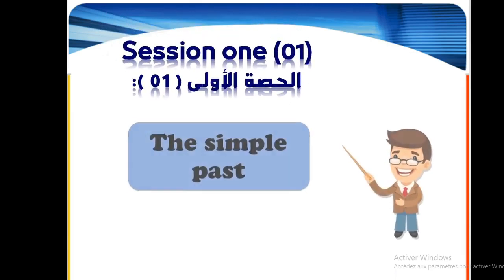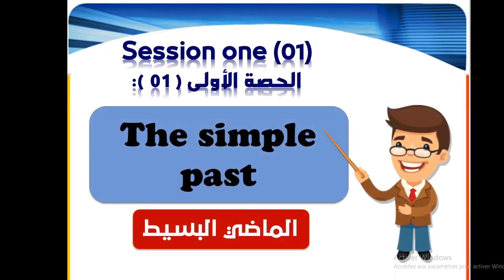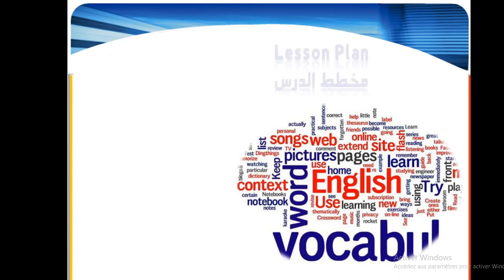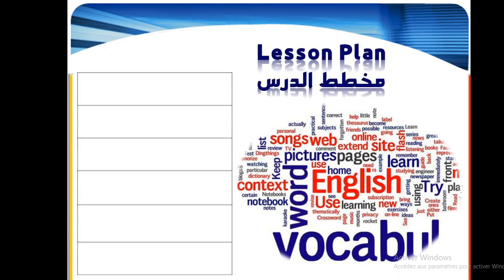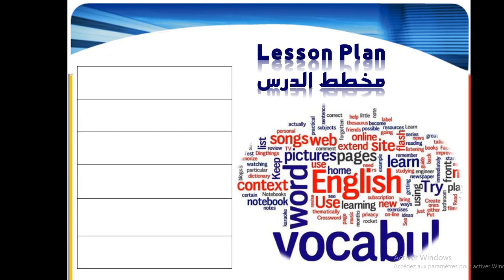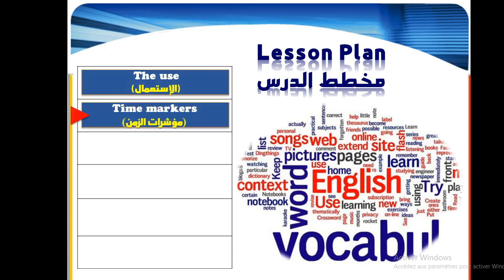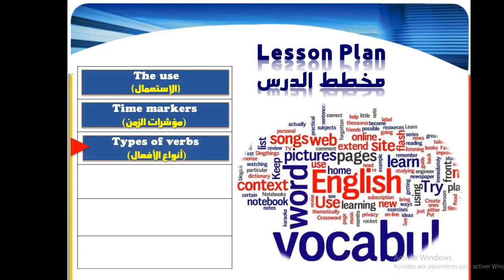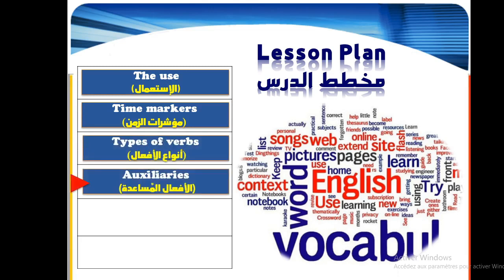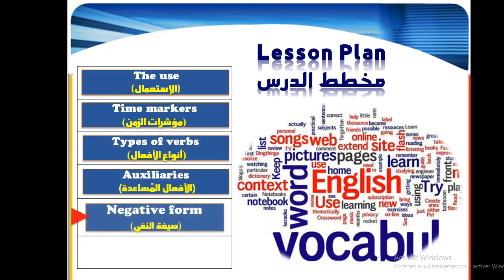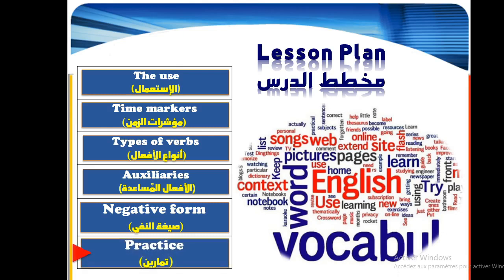Session 1. Session 1 will be about the simple past, الماضي البسيط. Lesson plan, مخطط الدرس. So during this session we are going to tackle 6 points. 1. The use. 2. Time markers. 3. Type of verbs. 4. Auxiliaries. 5. Negative form. And the last and not the least, a practice. So let's get started.